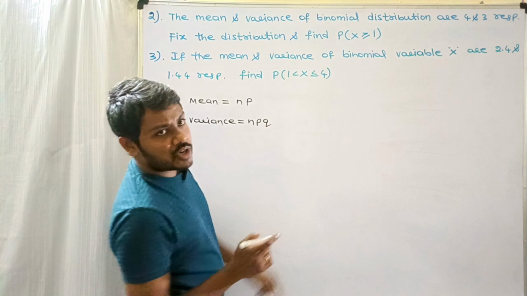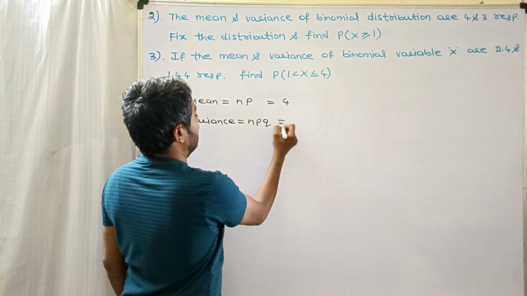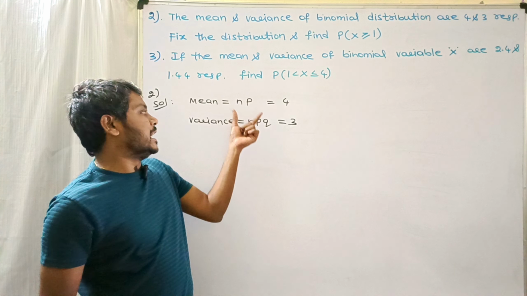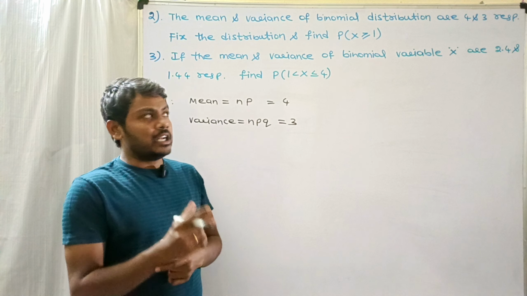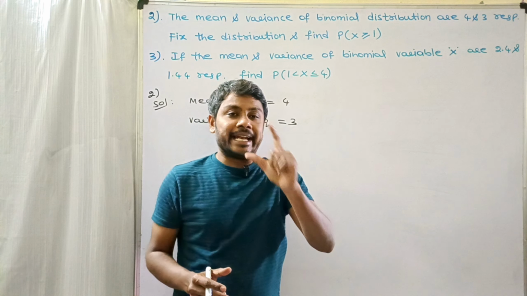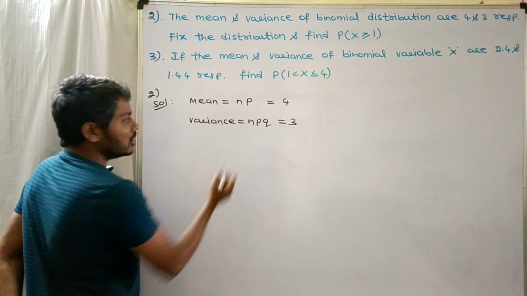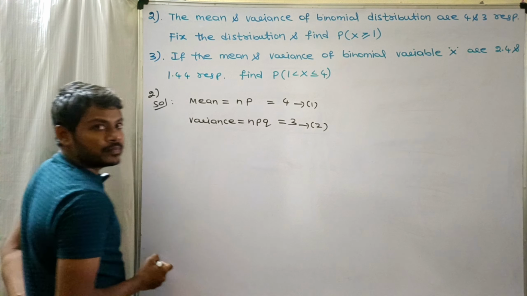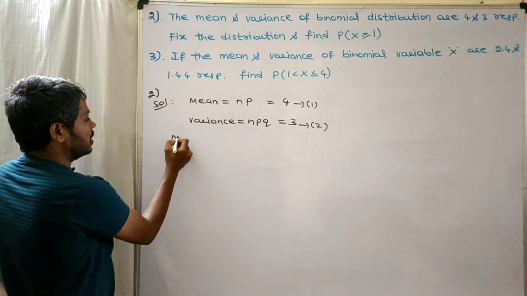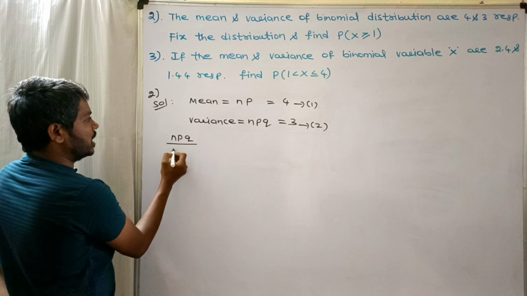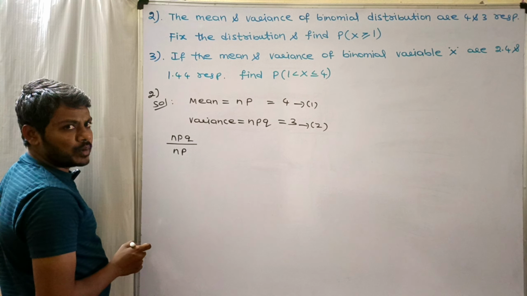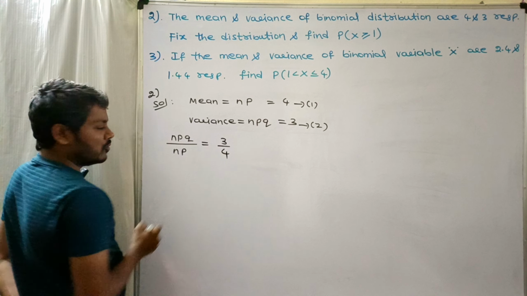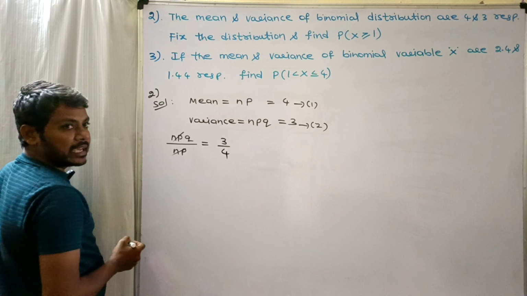And given that mean is 4 and variance is 3. So first we have to find n, p, q. After that we can find P(X greater than or equal to 1). Now clearly divide equation 2 by equation 1. So what will you get? npq divided by np, which is equal to 3 divided by 4. So np gets cancelled.